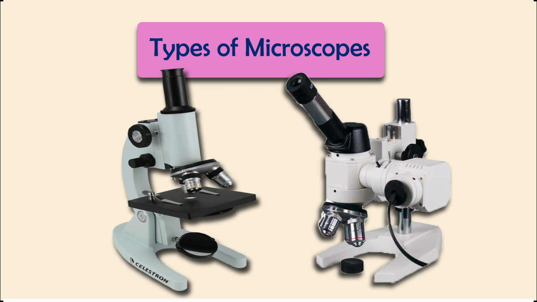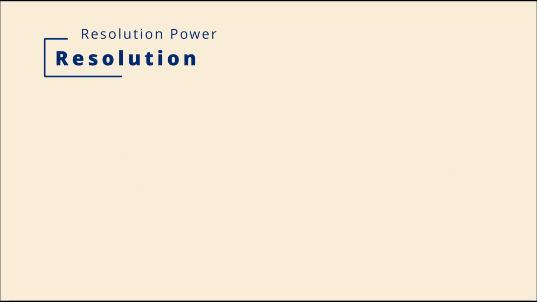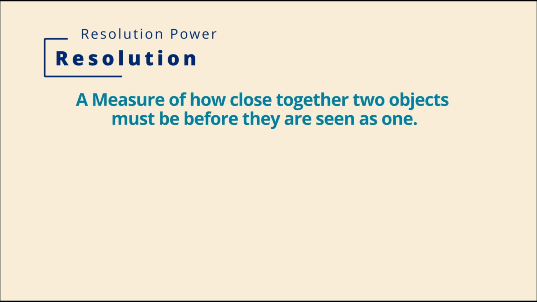First, when you are comparing the two microscopes, there are two key terms you should know. The first one is resolution power. So what is resolution power? Let us say you think about buying a camera and you look for good pixels and zooming capabilities, right? Similarly, in a microscope, you need to consider certain features, and resolution power is the most important of them. So what does resolution power mean? A measure of how close together two objects must be before they are seen as one.